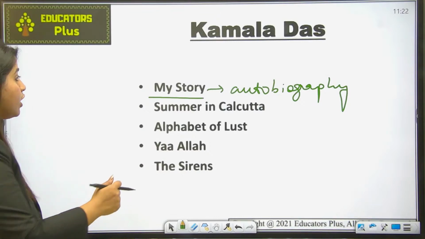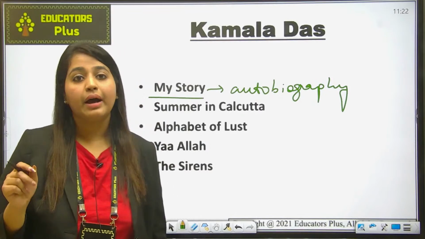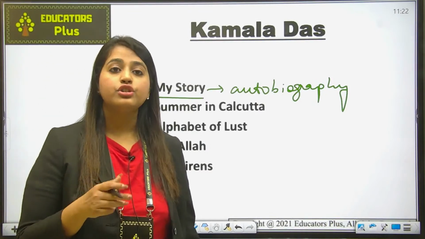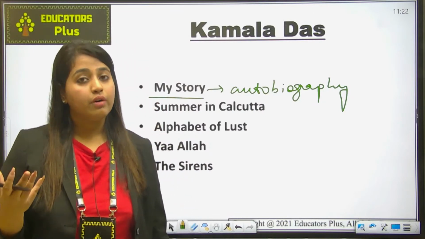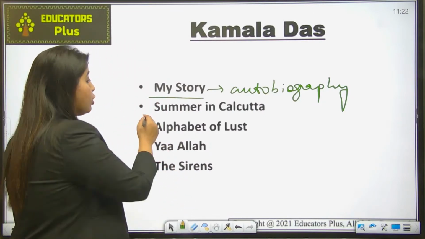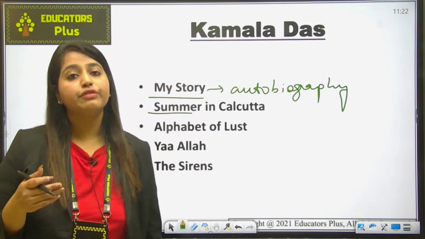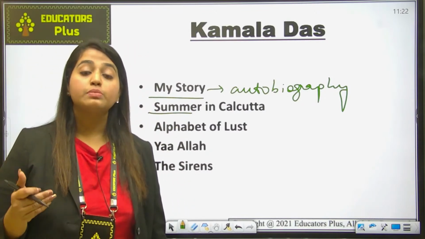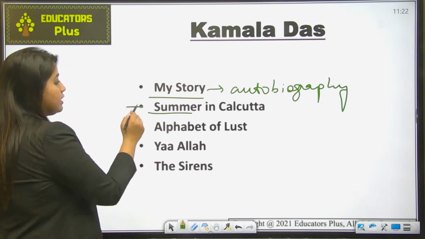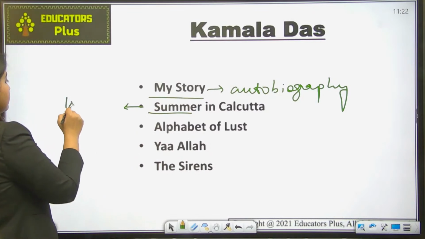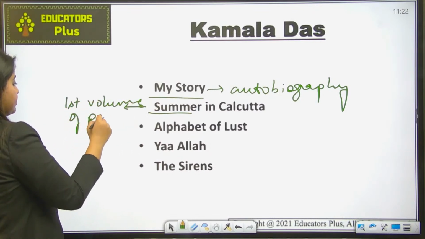Okay, so this was all about My Story. So please remember that My Story is an autobiography by Kamala Das, and she also won a Pen Asian Poetry Prize, and she's well known for her autobiography. She has also written a poem collection, that is Summer in Calcutta. This was the first volume of poetry published under the name of Kamala Das. It is the first volume of poems.